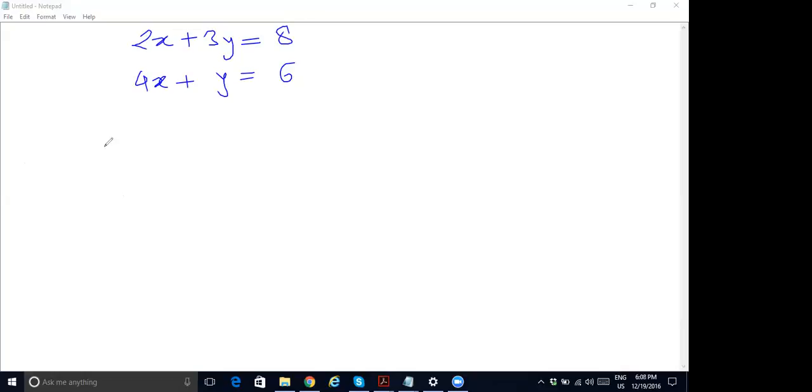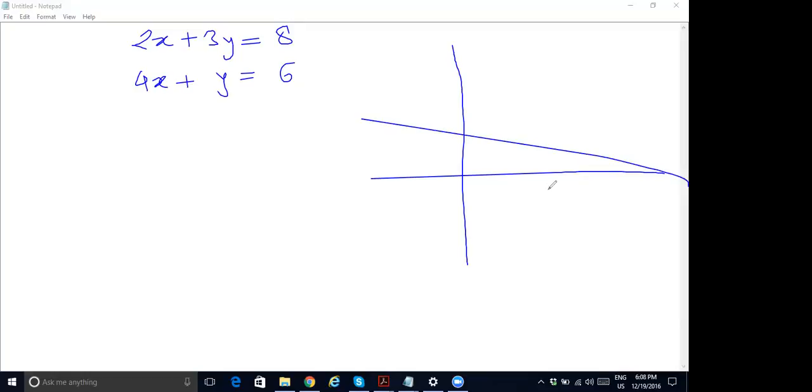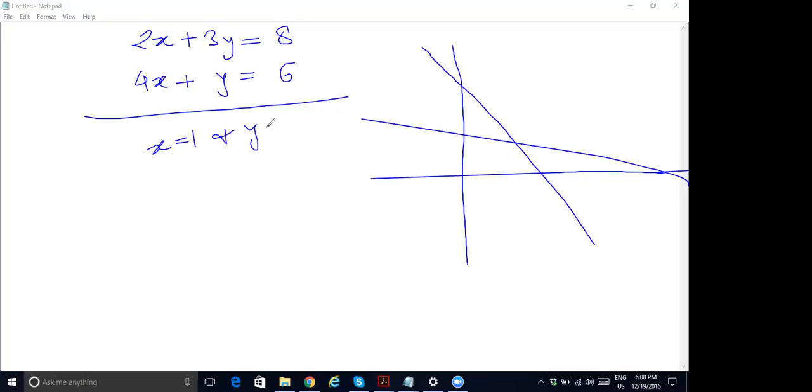Intersecting lines. Yes, you are right, intersecting lines. One line is this, the second line is this. Now, when we solve this, we get x is equal to 1 and y is equal to 2. So 1 comma 2 is actually the point of intersection.